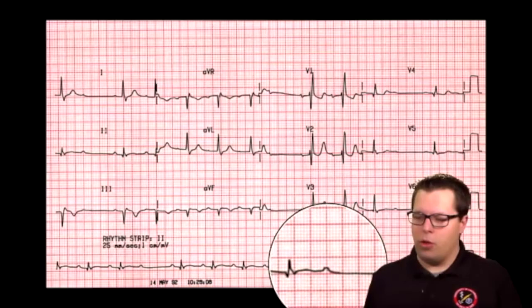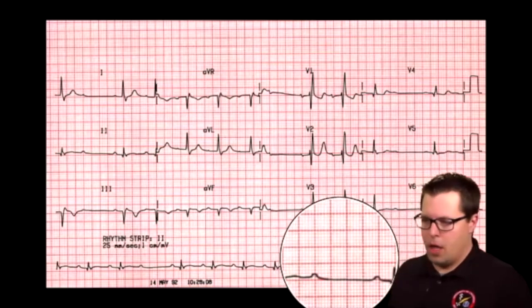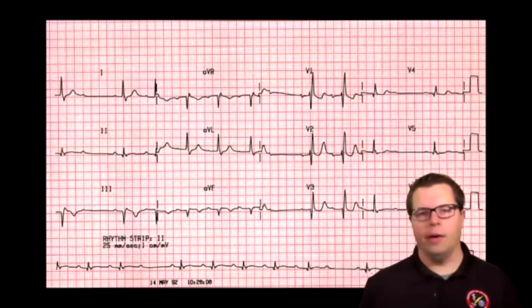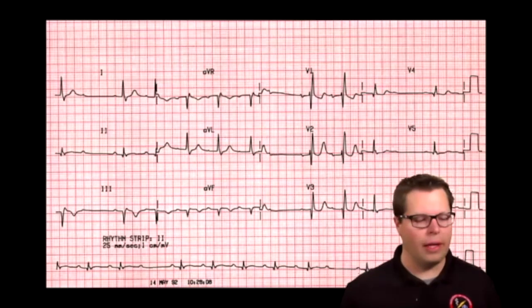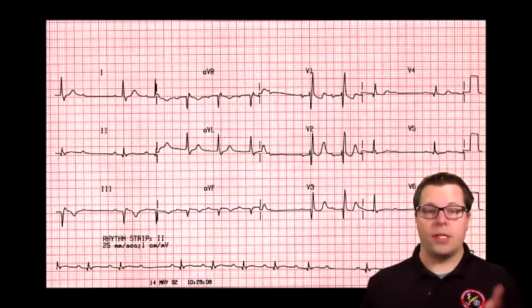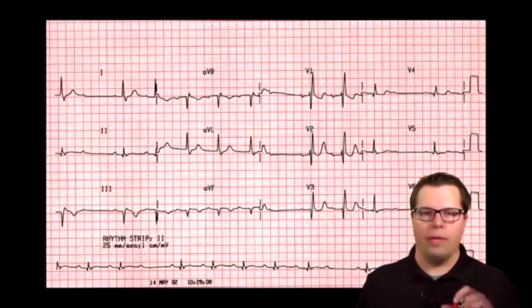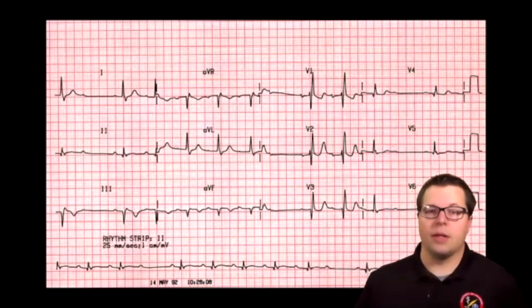P wave, P wave here, no QRS following it. This is some kind of block. We can look at it a little bit more later and kind of determine, but this is a sinus rhythm because there are P waves, but not every P wave generates a QRS. So this is some kind of high degree block.